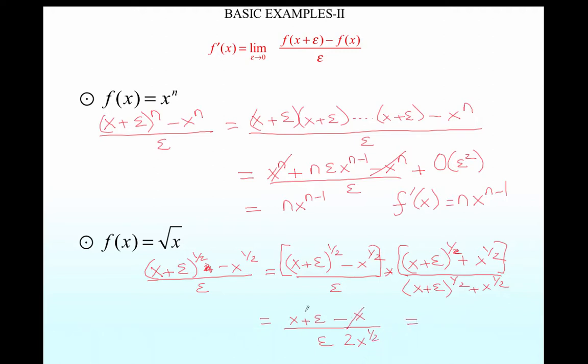If we subtract off this x with this x, then we get the result 1 over 2x to the power half. Or in other words, 1 over 2 square root of x. That is the derivative of f of x equals square root of x. But let's plot this and see what it looks like.